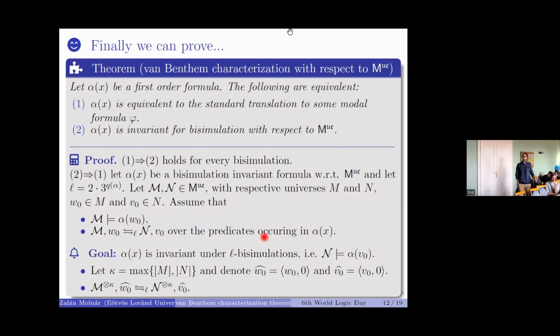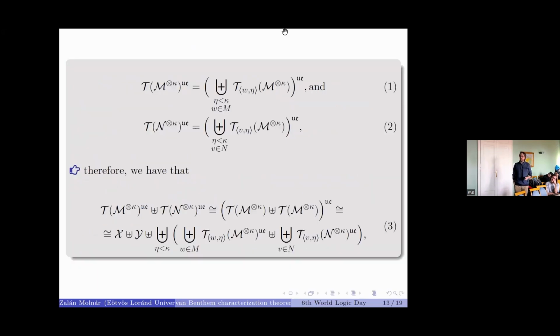And for that, we set the parameter κ to be the maximum between the cardinalities of M and N. And just for technical reasons, in order to save space, denote this pair like this, W0 hat and V0 hat, which are coming from the κ-multiplier. And this is easy to see: if they were ℓ-bisimilar, then the κ-multipliers will also be ℓ-bisimilar. And now we are trying to argue in the general way.